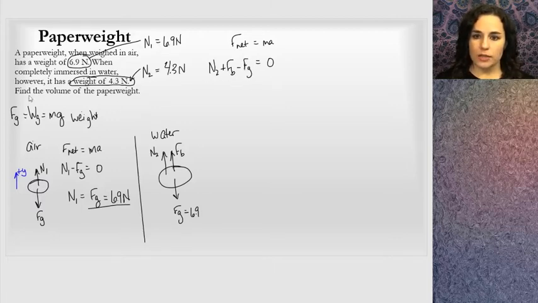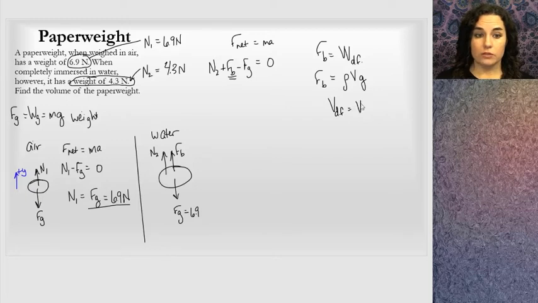Okay. And what they're asking here is find the volume of the paperweight. The volume of the paperweight is going to be buried in this buoyant force. What I'm going to note is that the buoyant force is the weight of the displaced water, right? This is the weight of the displaced fluid. The weight of the displaced fluid is rho of the fluid times the volume of the fluid times gravity. And I'm going to note in this situation, when the paperweight is under the water, the volume of the displaced fluid equals the volume of the paperweight. So I can put in here the volume of the paperweight.